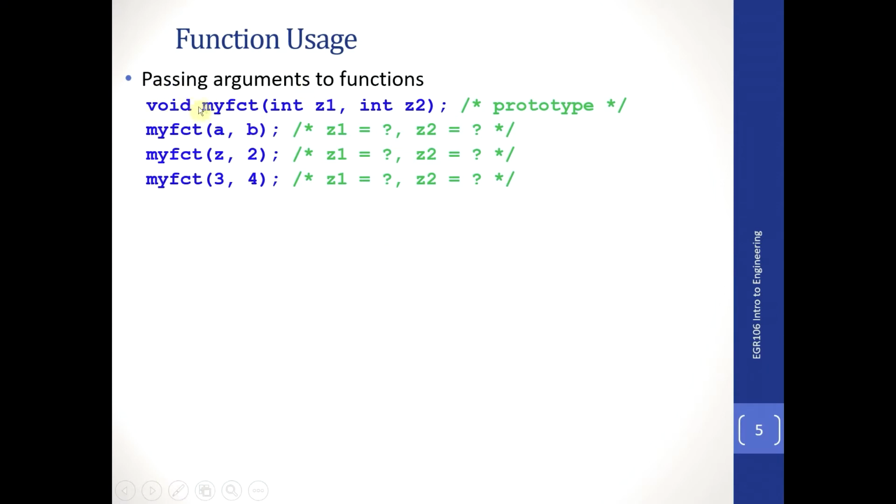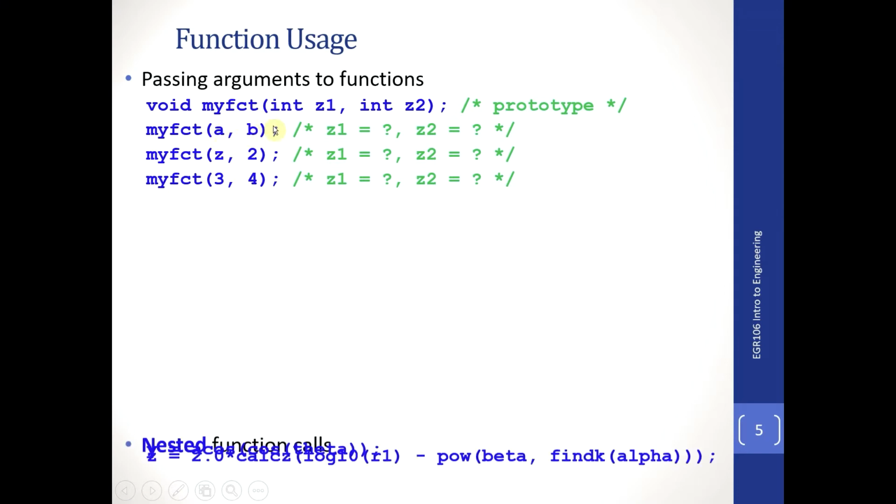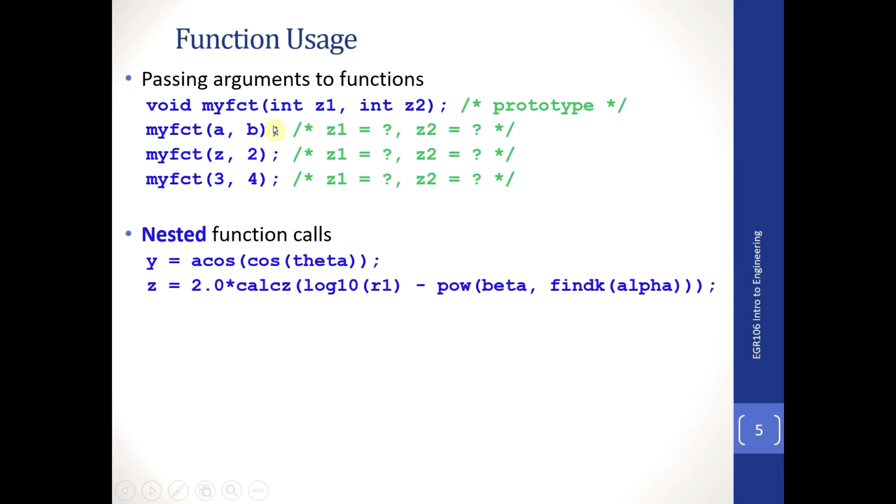Okay, so let's look at some functions. If I have a void type function called myFunction, and it's expecting two integers called z1 and z2, this is my prototype. When I call that function, if I call it with variables a and b, not having previously defined them, it's going to send down a and b, but it doesn't know what those variables are. Same thing with z and 2. I'm going to send down z to z1, and I'm going to send down 2 to z2. We don't know what z is, though.